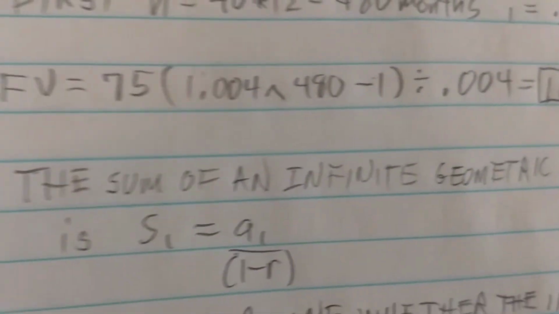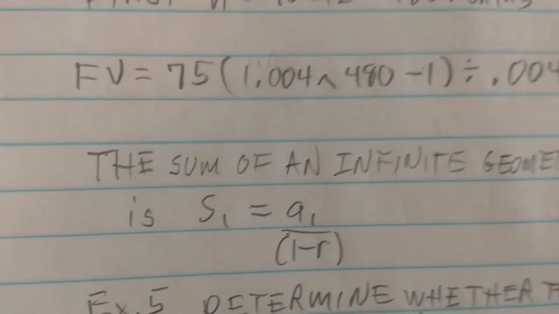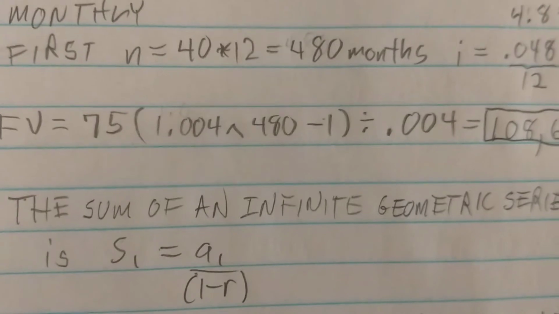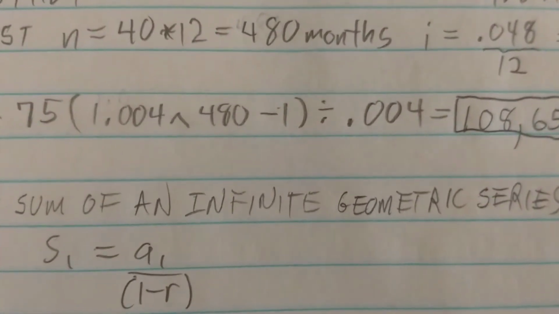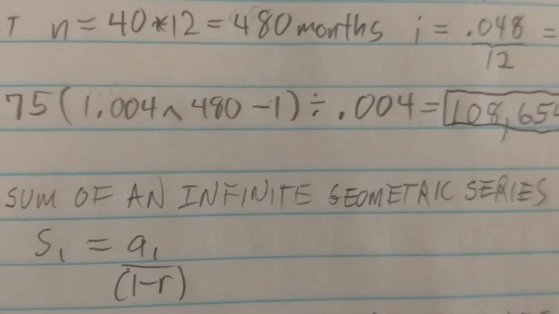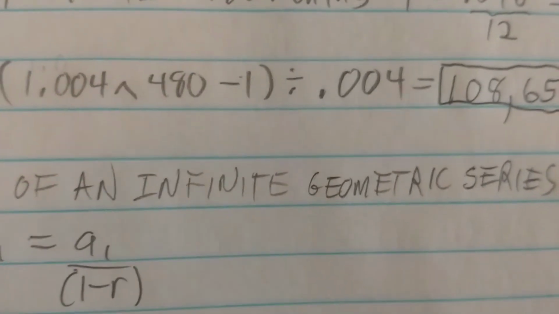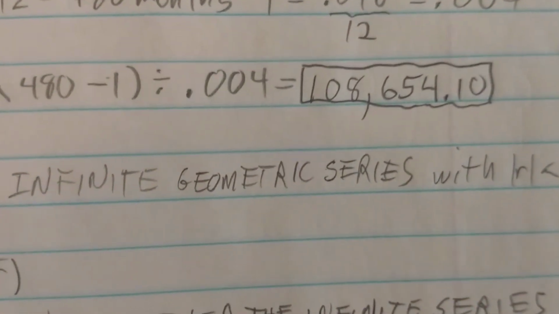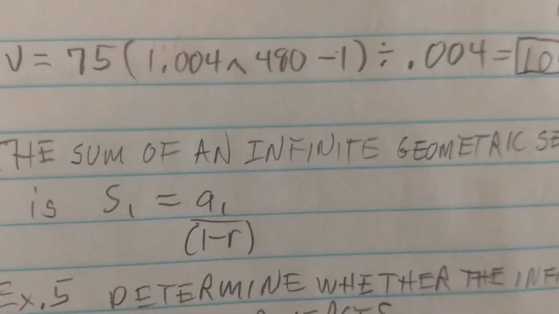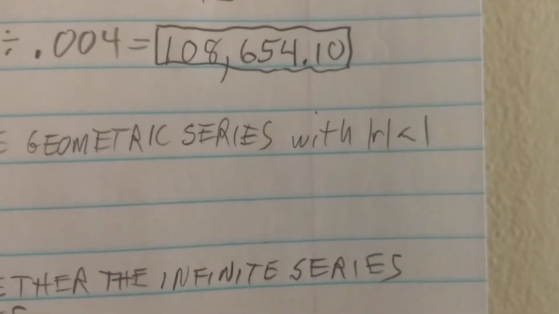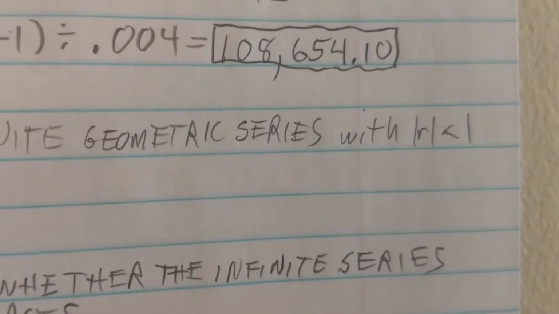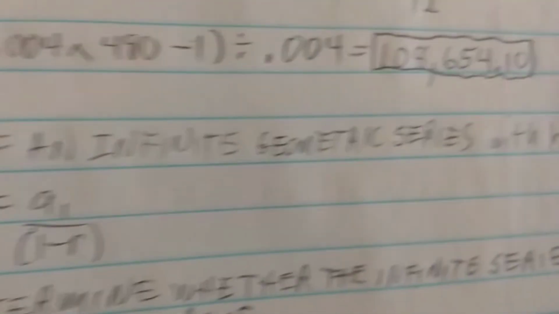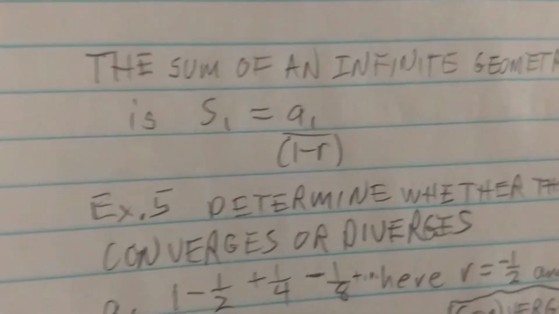So now plugging in, and this is all we needed to do, the future value in 40 years is the $75 monthly payment, times 1 plus 0.004 to the power 480 months, minus 1, divided by the monthly interest rate, 0.004, just like this on the calculator, and you should get the big number, 108,654.10, okay? So that was mostly a plug-in.